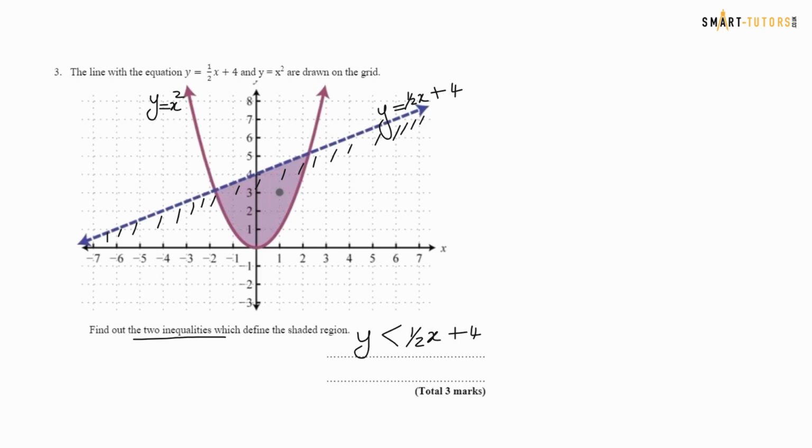y is less than half x plus 4, and the shaded region is above the quadratic graph. So y is greater than or equal to x squared, because it's a dark line. They use the solid line for y greater than or equal to x squared.